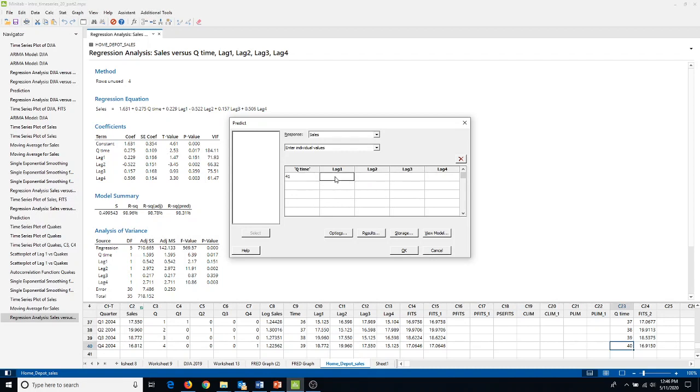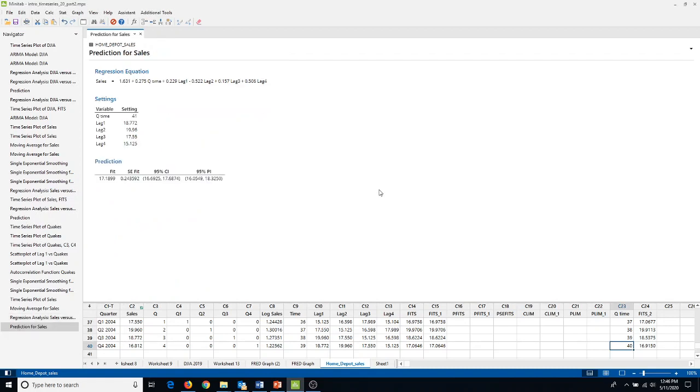41, there we go. A lag of 18.772, a lag of 19.96, a lag of 17.550, and a lag of 15.125. And then I could get my prediction here, that my fit would be $17.18 billion.